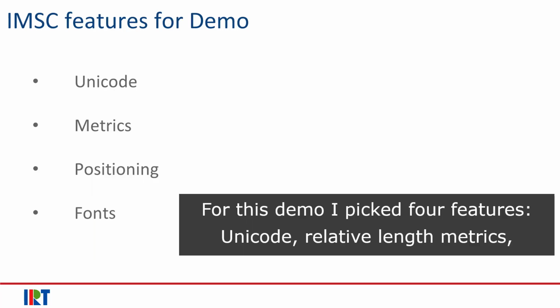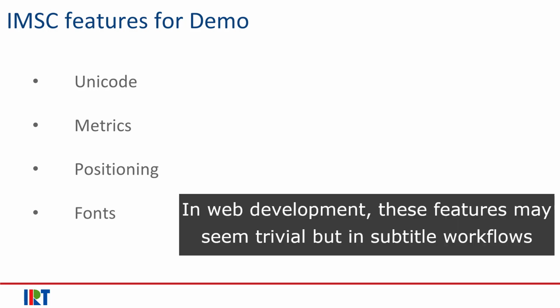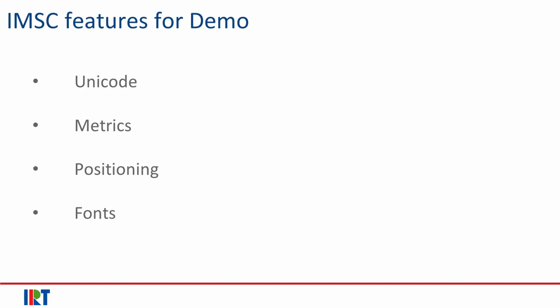For this demo, I picked 4 features: the use of Unicode, relative length metrics, free positioning, and the use of different fonts. In web development, these features may seem trivial, but in subtitle workflows, they are rarely used because of technical limitations.